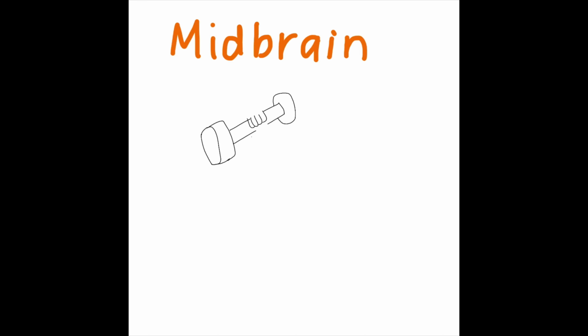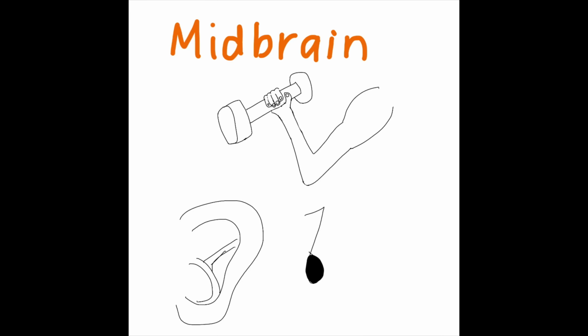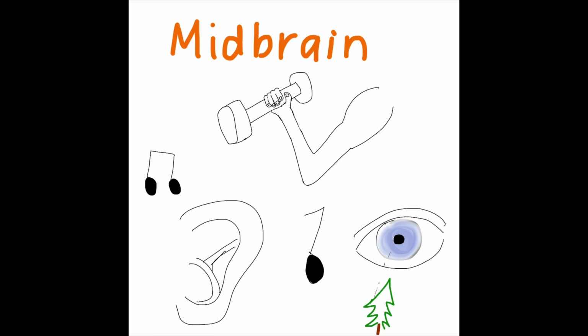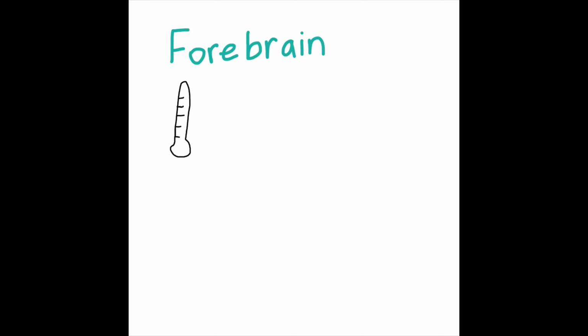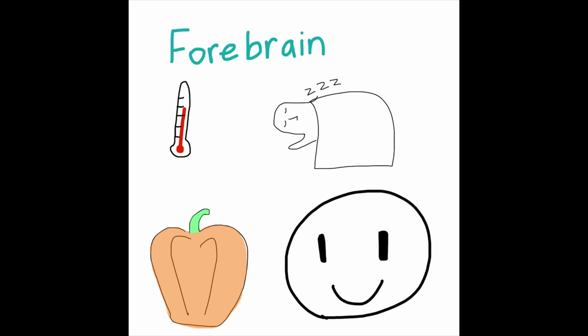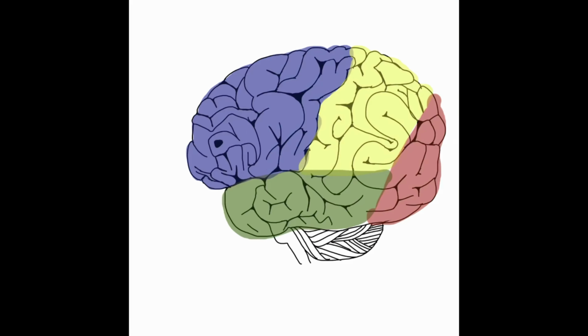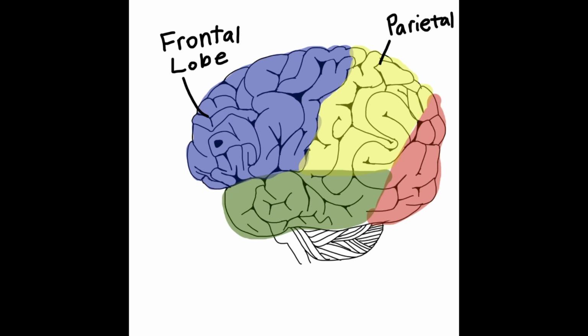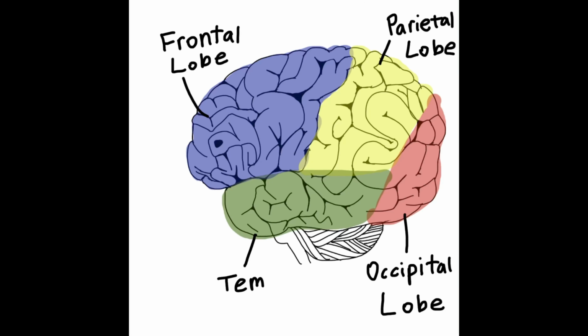The midbrain is important for motor and sensory systems and is responsible for motor movement as well as auditory and visual processing. The forebrain controls the most complicated functions of the body, including the body temperature, sleeping, eating, and emotions. We can further divide the forebrain into four parts called lobes. This includes the frontal lobe, the parietal lobe, the occipital lobe, and the temporal lobe.